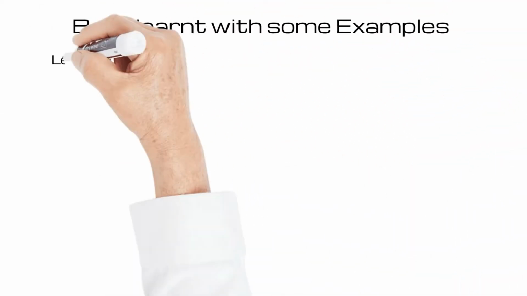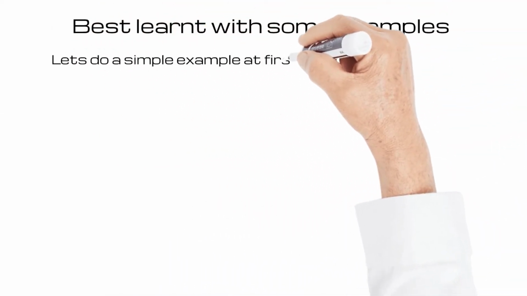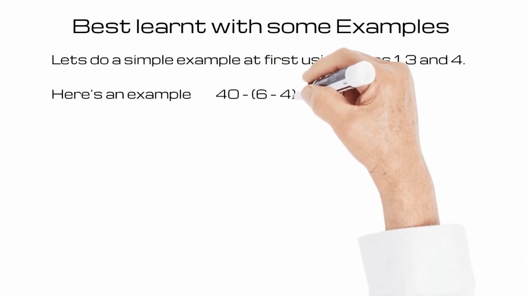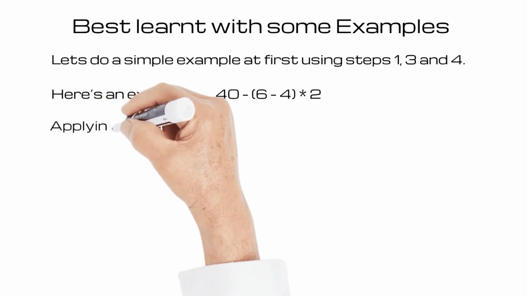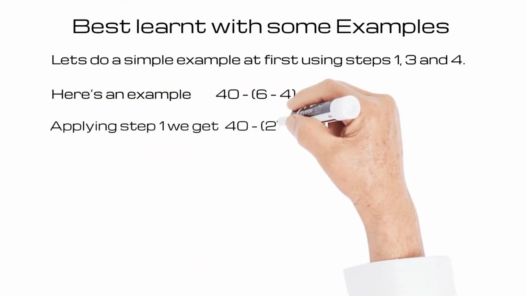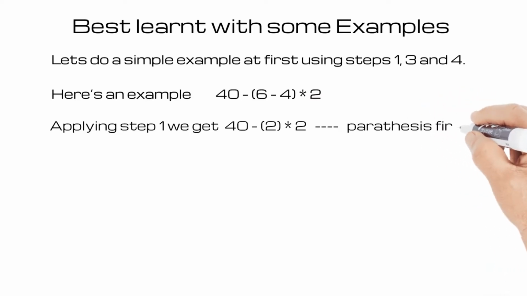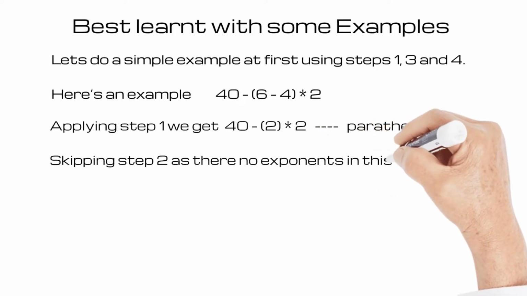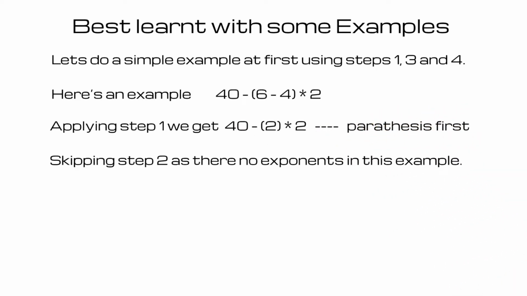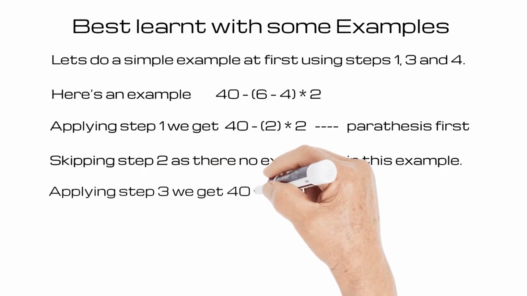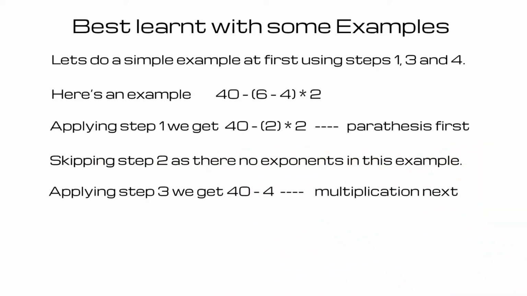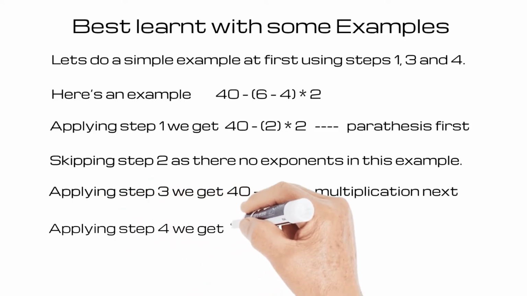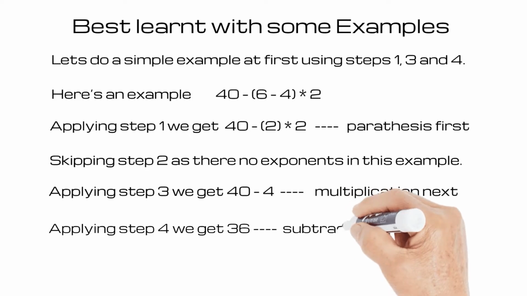Let's do a simple example at first using steps 1, 3, and 4. Here's an example: 40 minus parenthesis 6 subtract 4 end parenthesis then multiplied by 2. Applying step 1 we get 40 subtract parenthesis 2 end parenthesis multiplied by 2 using parenthesis rule first. Skipping step 2 as there are no exponents in this example. Applying step 3 we get 40 subtract 4 using multiplication rule next. Applying step 4 we get 36 using subtraction rule next. Answer is then 36.